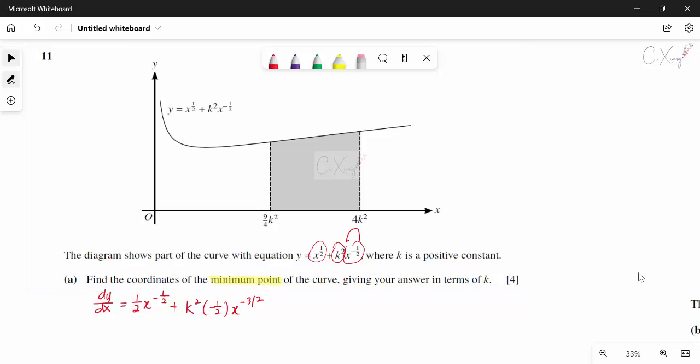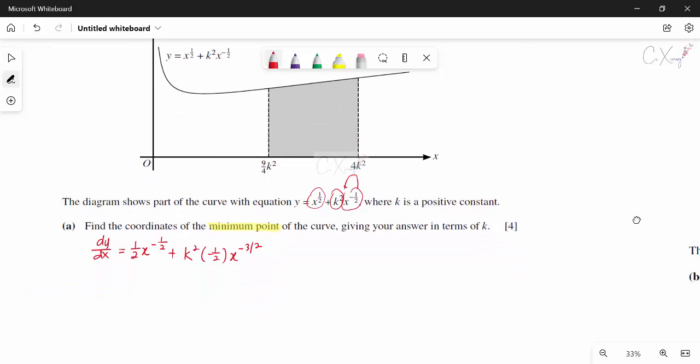If you simplify this, what we have here is 1 over 2 square root x, and then negative k squared over 2 square root x to the power 3. And when you want to find the minimum point, at the minimum point the gradient of the tangent is equal to 0. Therefore, it is equal to 0 here. So I try to simplify my equation. This is the equation that I get so far.